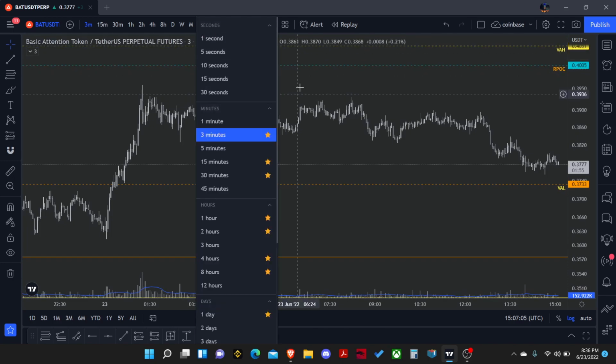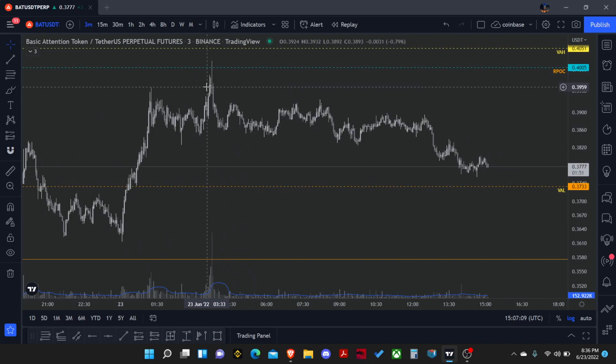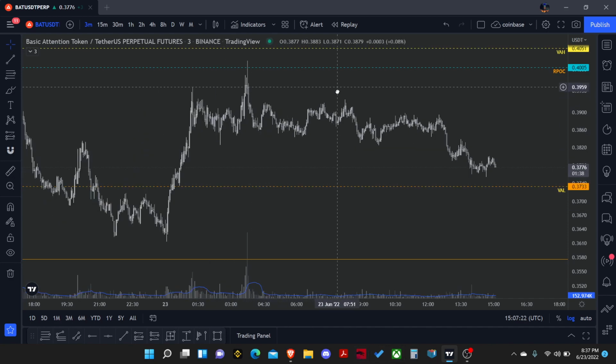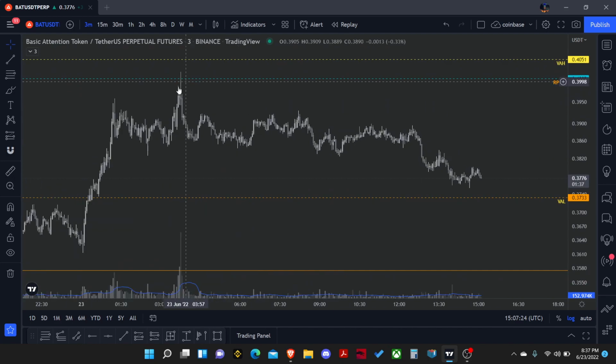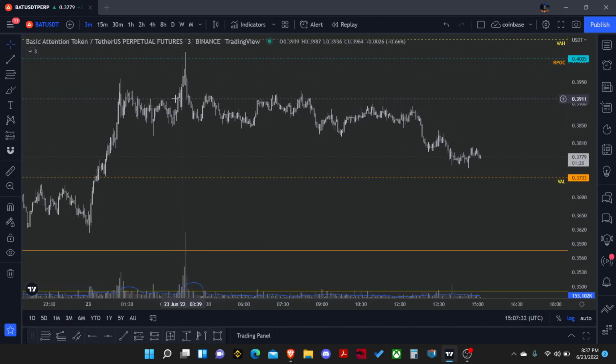Sometimes I will go even smaller than the 1 minute, like tick sizes, when I use platforms like Exocharts or ATAS or platforms like that. So you can see this price gave a nice reaction from this RPOC, this range POC that we were in. So we got a nice rally there.